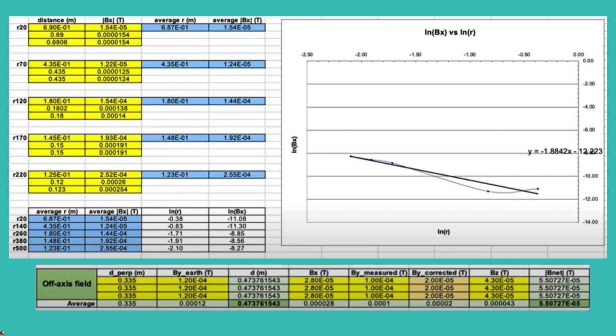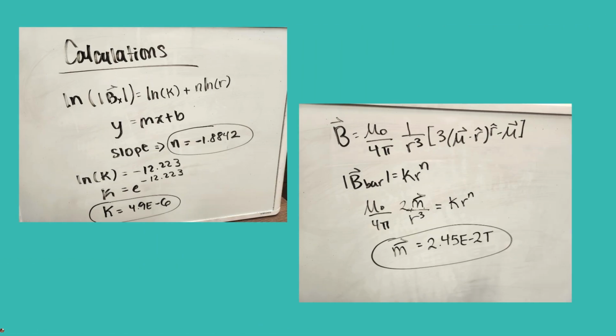As you can see here, this is all the data that I compiled into the spreadsheet, and this is the graph that we got. Looking at our equation of the line, it's negative 1.8842x minus 12.223. Now here are my calculations to find n, k, and then the magnetic moment.